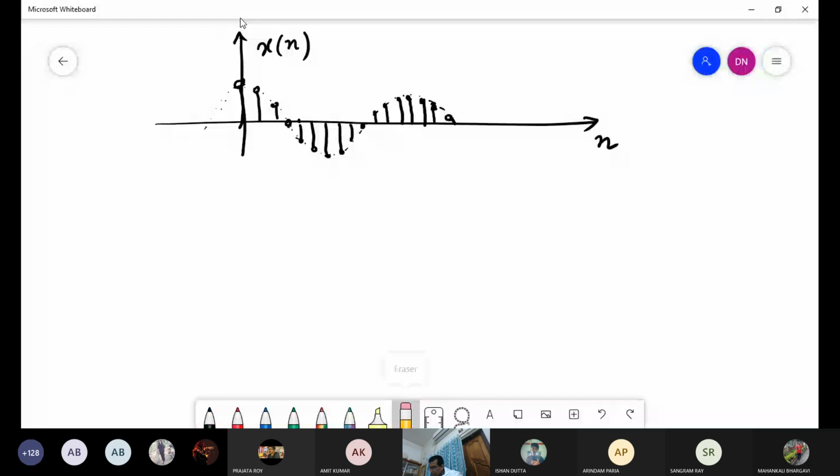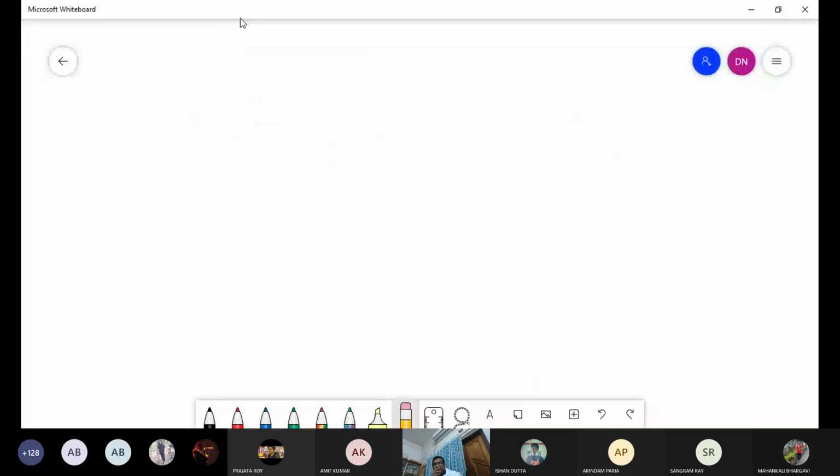Now, next I want to say that suppose this is a sinusoidal signal. I am saying that this is a sinusoidal signal because it's a cosine function. Okay. Now, can you say that a discrete time sinusoidal signal is always periodic? In case of a continuous signal, suppose a continuous signal is like this: x(t) is equal to A cos(omega t plus theta).